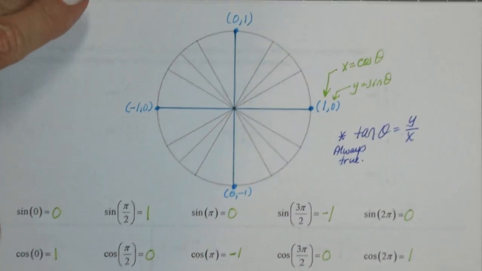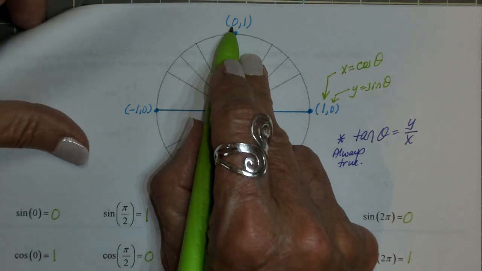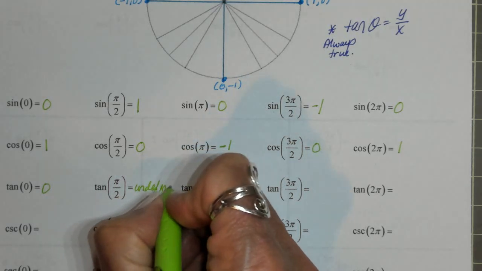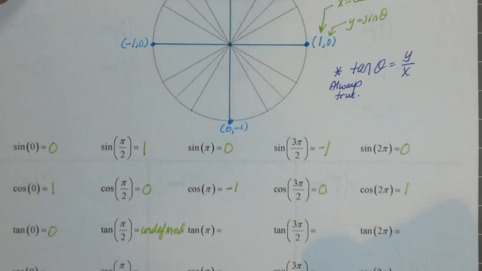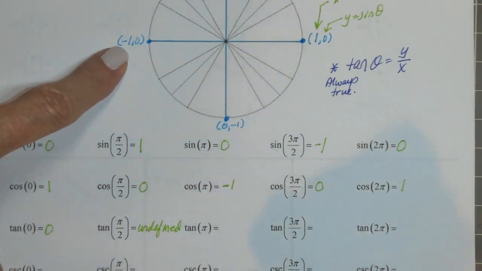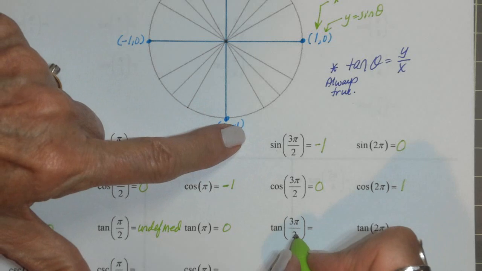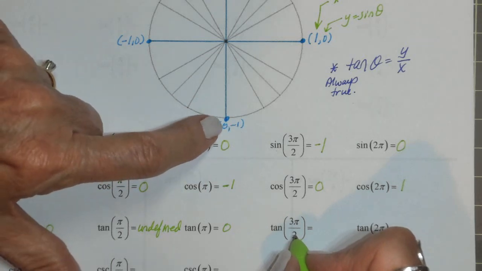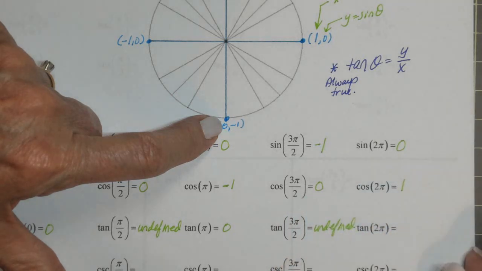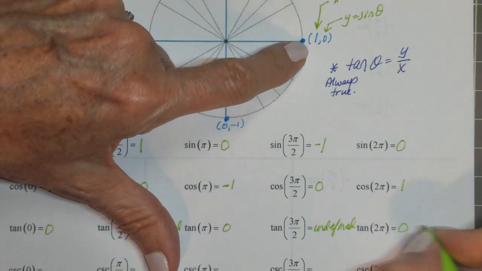Let's go to pi over 2. Tangent of pi over 2. 1 divided by 0. Well, what is 1 divided by 0? That is undefined. So we write undefined. Tangent of pi. Y over x, 0 divided by negative 1 is 0. Tangent of 3 pi over 2. Y over x, since we're dividing by 0, this is another undefined one. And then back to 2 pi, y over x is 0.